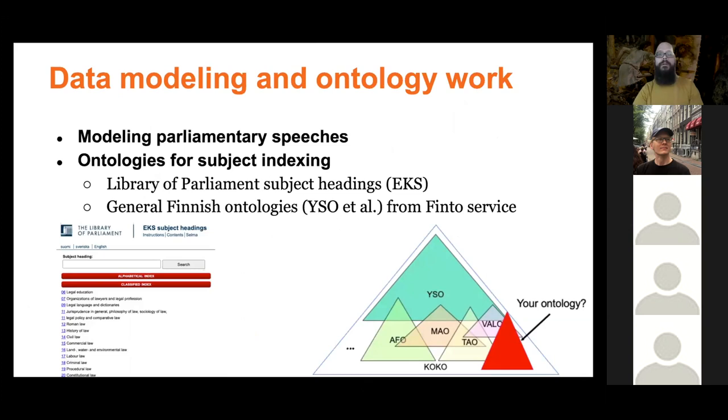And then we are, of course, creating this kind of understanding on into which ontologies we should link this data and which ontologies could be used to automatically identify the topics from the text. And as a starting point, of course, we are interested in this Library of Parliament subject headings, which we have received actually from Parliament, and now we are converting it into linked data.